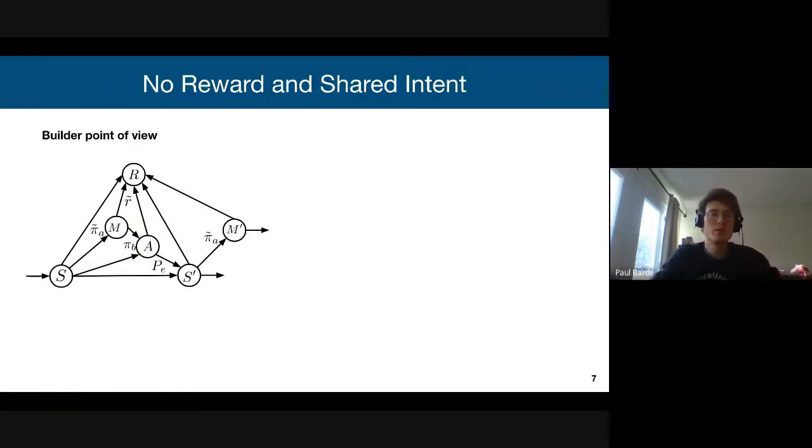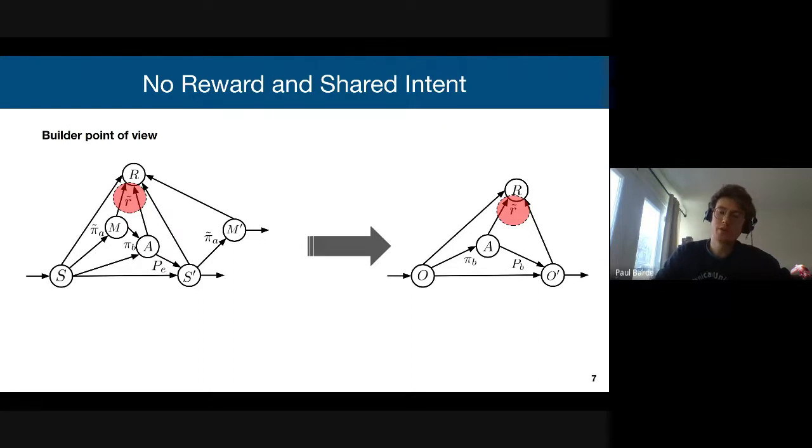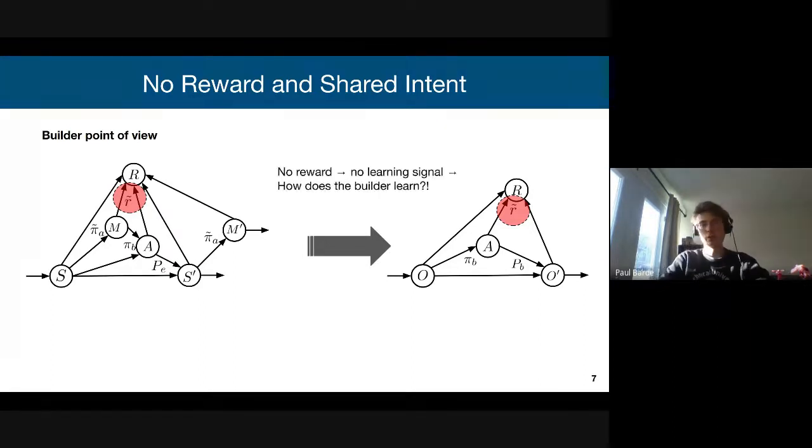Now, if we take the point of view of the builder, it may seem a bit more complicated, but actually it's pretty much the same idea. We can blend together states and messages and call them, for example, observations. And then we are back to a more classical MDP. But the real challenge is not here. The real challenge is that the builder has no access to the reward function. It has no access to the reward of the environment, so it has no learning signal. So the real question is, how is the builder going to learn anything?